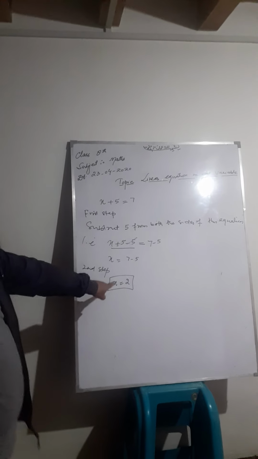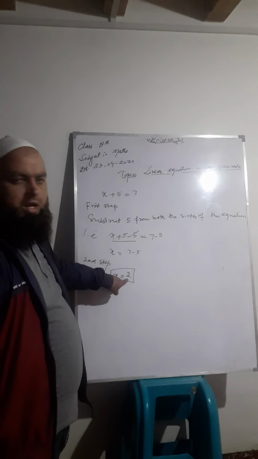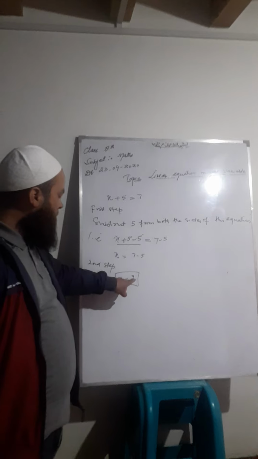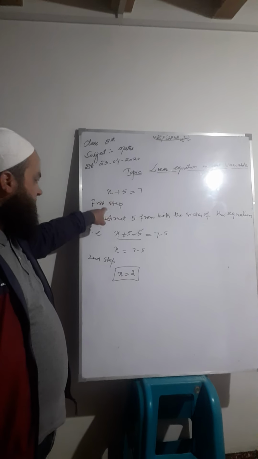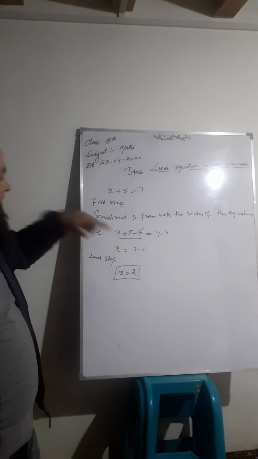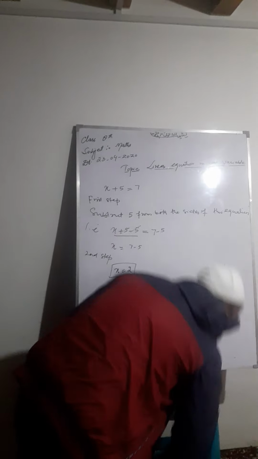In this way, x also gets the value of 2. So we can say that 2 is the solution of this equation. This is one way to solve these linear equations, and the transposing method was the other way to solve these linear equations.